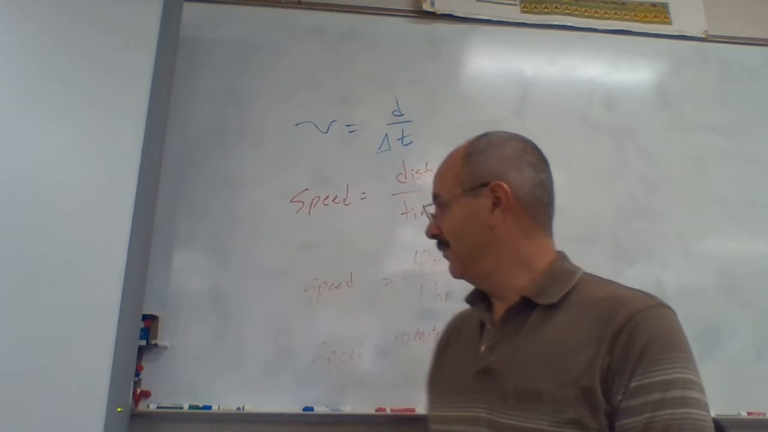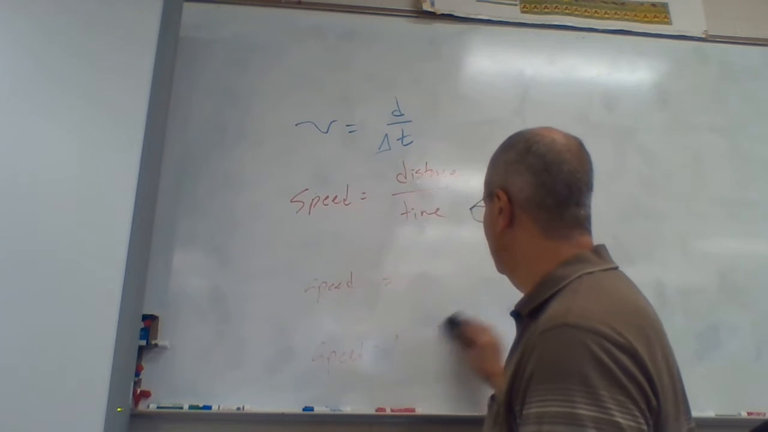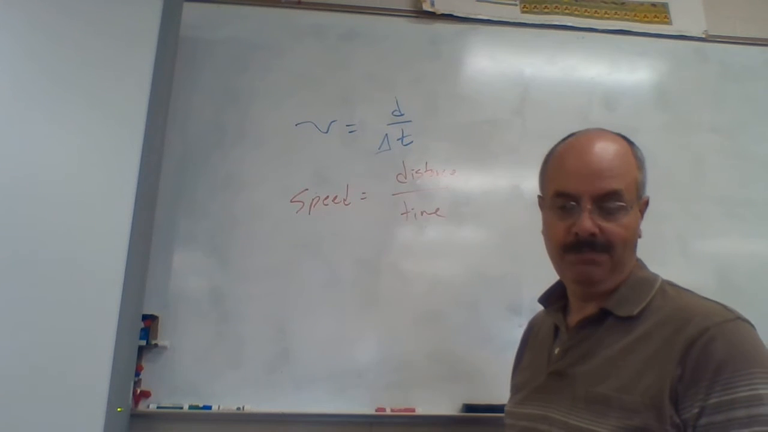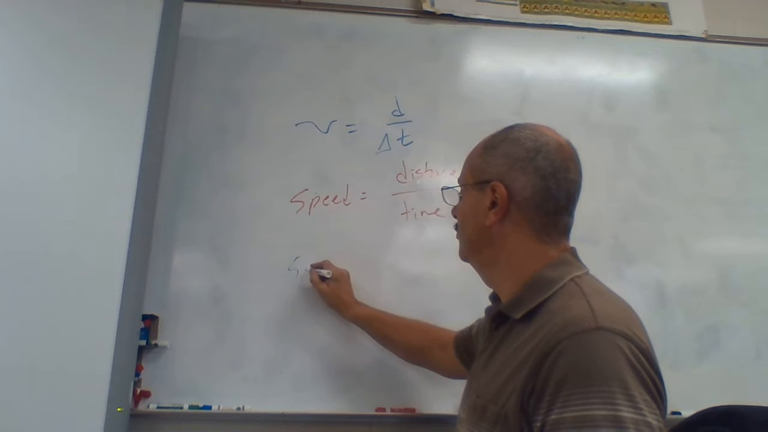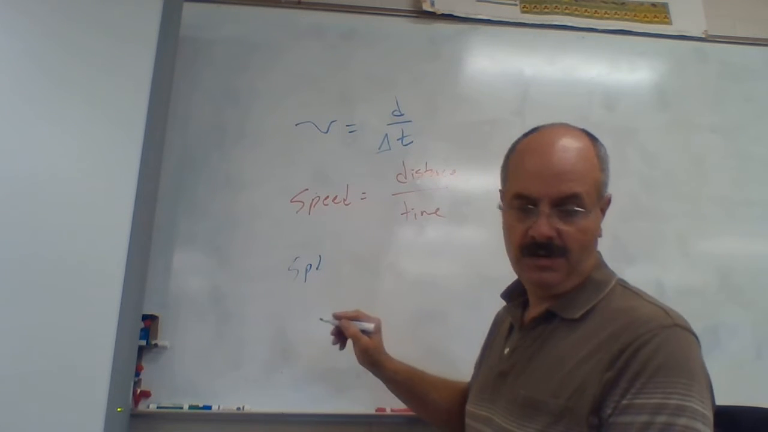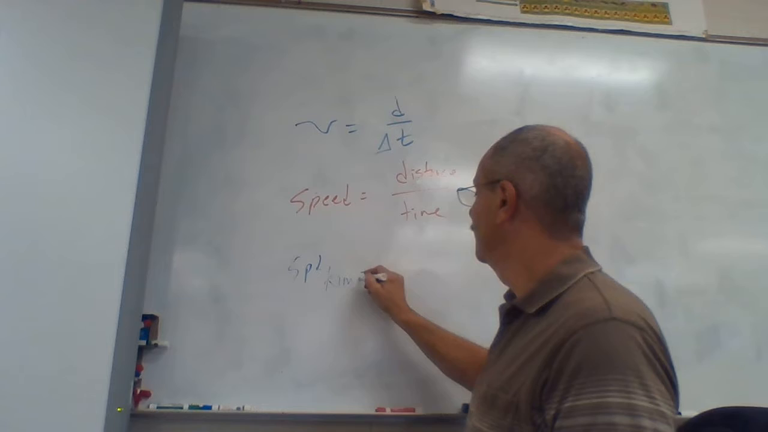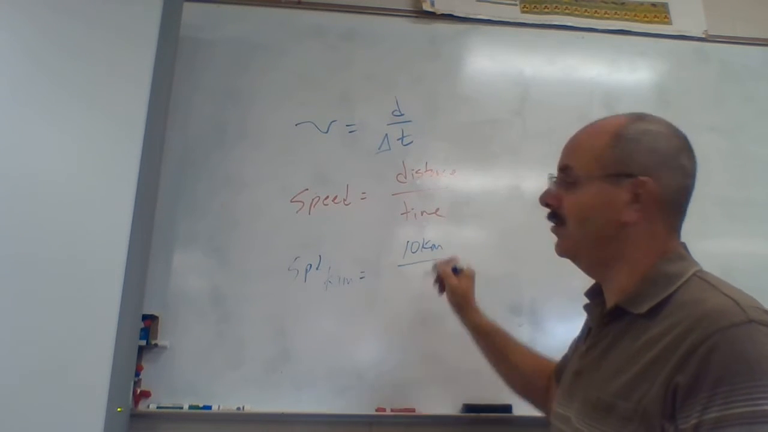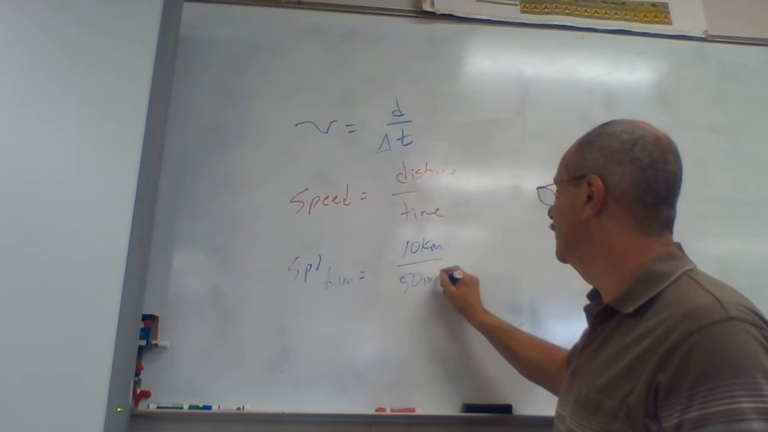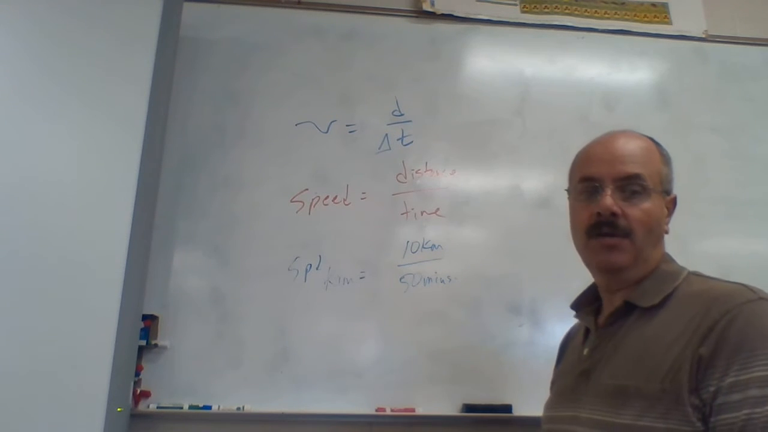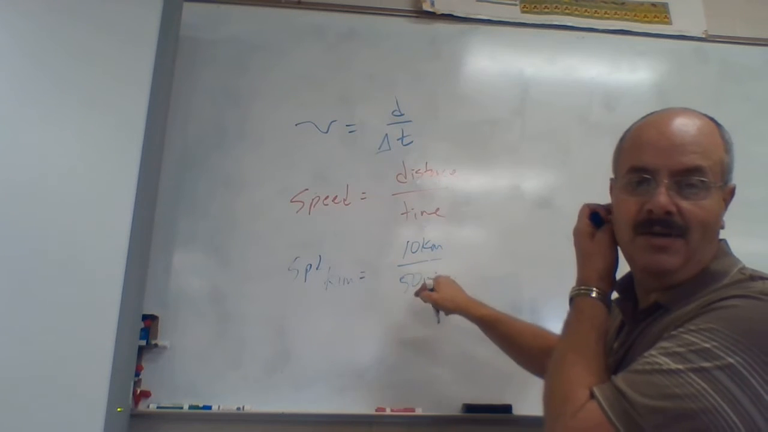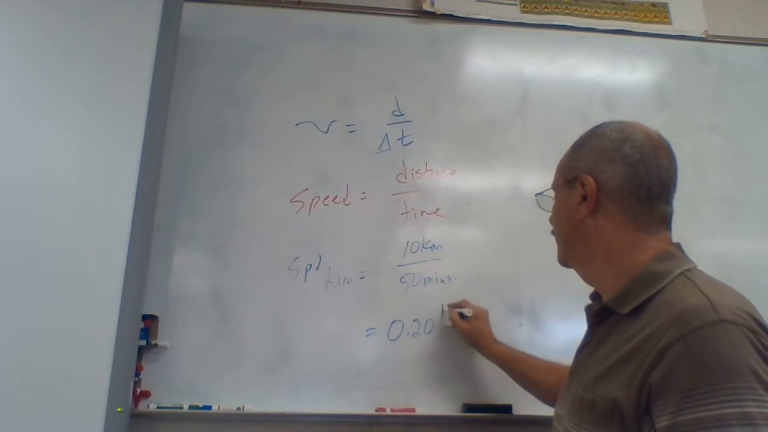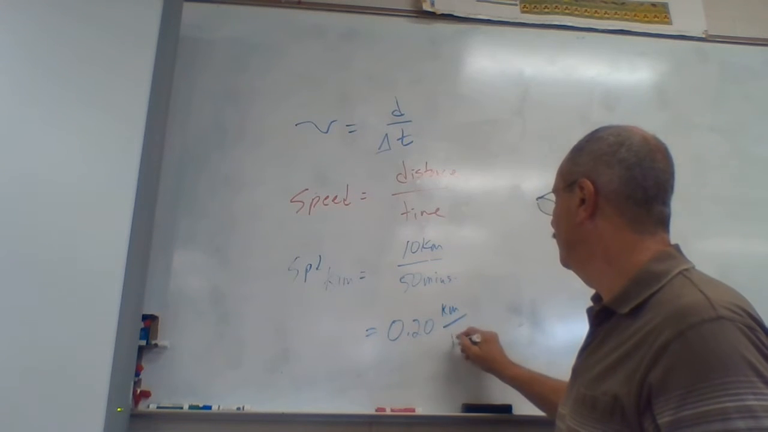Then we have to calculate their average speed. So we're going to use this equation again, where speed equals distance divided by time. Let's do speed for Kim first. She traveled 10 kilometers. How long did it take her? It took her 50 minutes. So if we divide that, we type into the calculator 10 divided by 50. Her speed is going to be 0.20, and that's kilometers per minute.